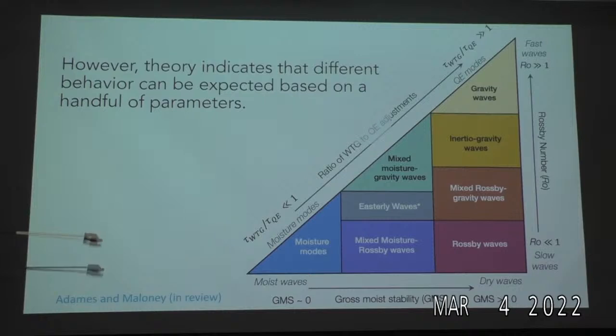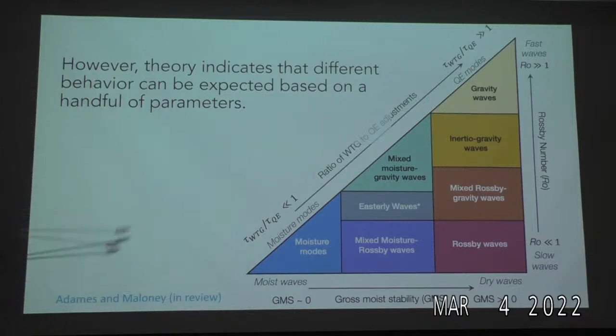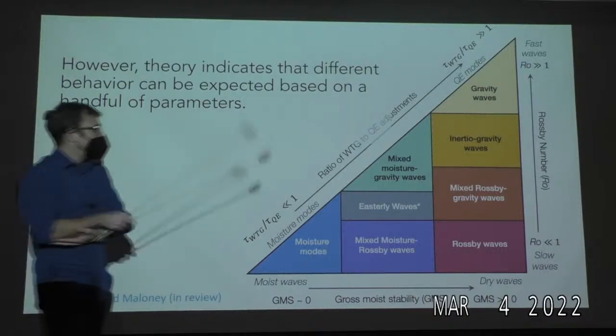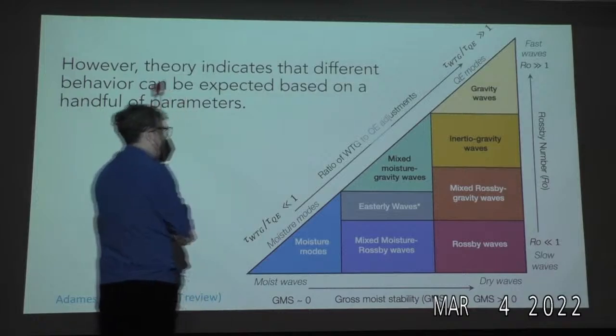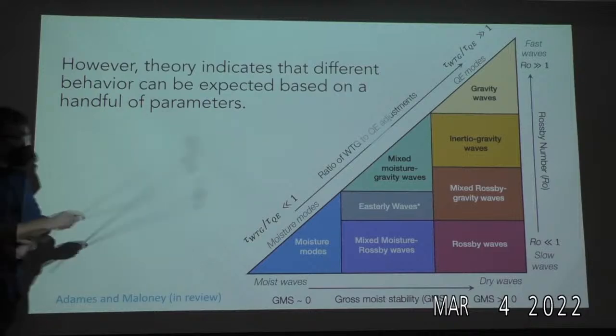In fact, we actually know that there's a great diversity of motion systems in the tropics. A paper that got published recently that I was a co-author on, we made this triangle of the different waves that exist in the tropics.